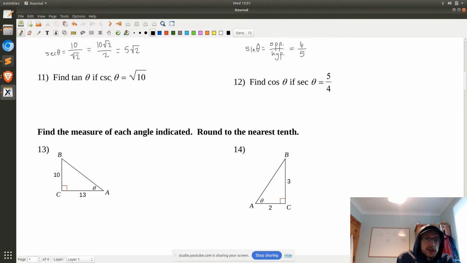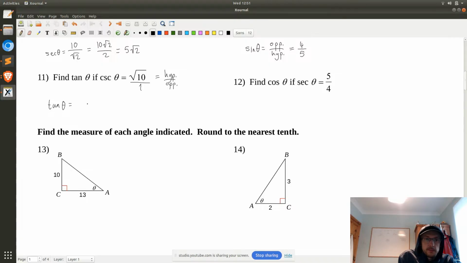Okay, tangent of theta if cosecant of theta is just plain old root 10. Cosecant of theta is 1 over sine of theta. Sine of theta is opposite over hypotenuse. So cosecant of theta is hypotenuse over opposite. So what am I supposed to do in this case? Put 1 on the bottom, just there like that.